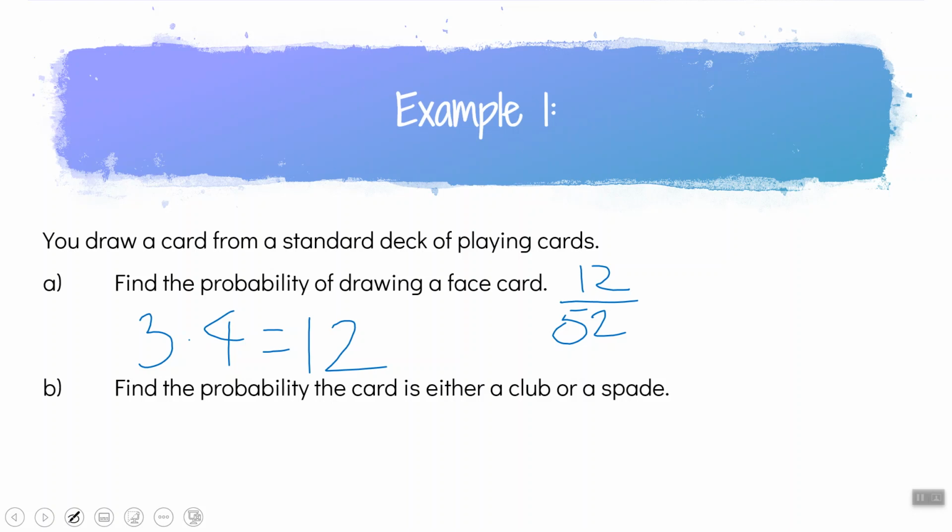What's the probability that the card is either a club or a spade? Well, in a deck of cards, there's 52 cards and there's 4 suits. So when we divide by 4, we get 13. So each suit has 13 cards, and clubs are one of the suits and spades are another one of the suits. So the odds of getting one or the other is 26 out of 52, or 1/2.